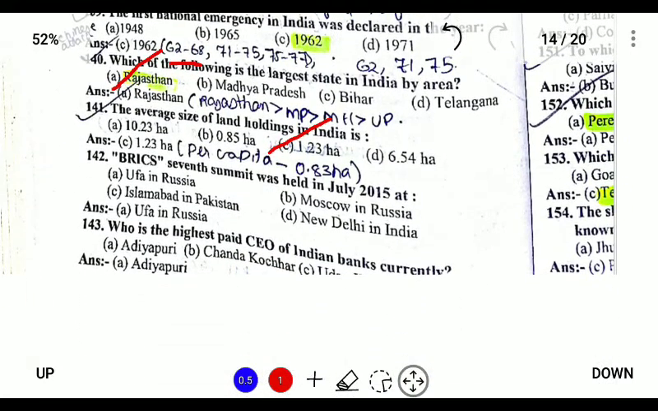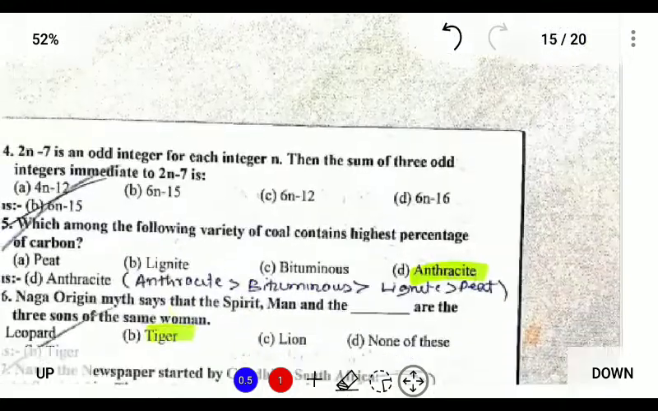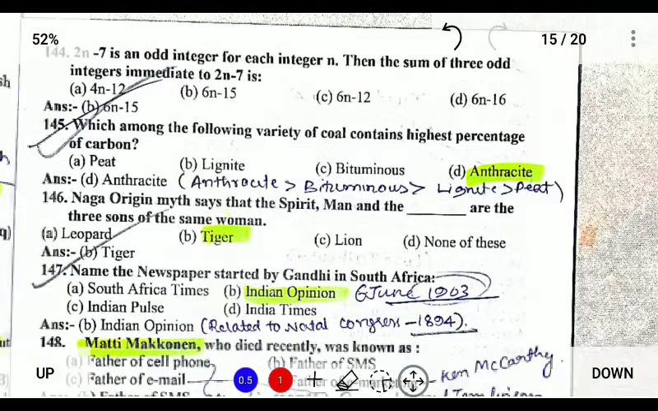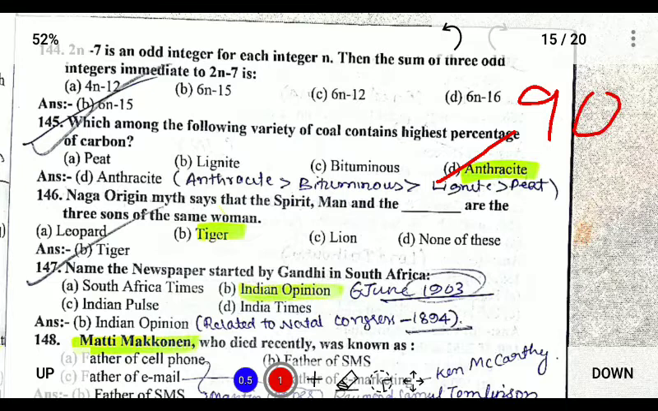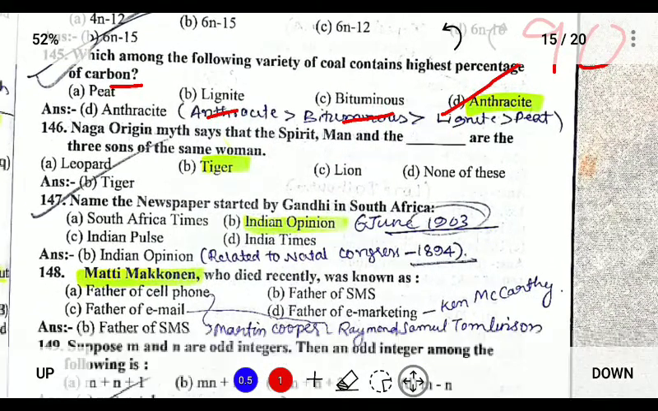BRICS was held in this, it is current affairs. Which among the following variety of coal contains the highest percentage of carbon? The highest percentage of carbon is contained in anthracite. Anthracite has more than 90% carbon. The second is bituminous, the third is lignite, and the fourth is peat. Peat is the lowest variety of coal containing carbon.